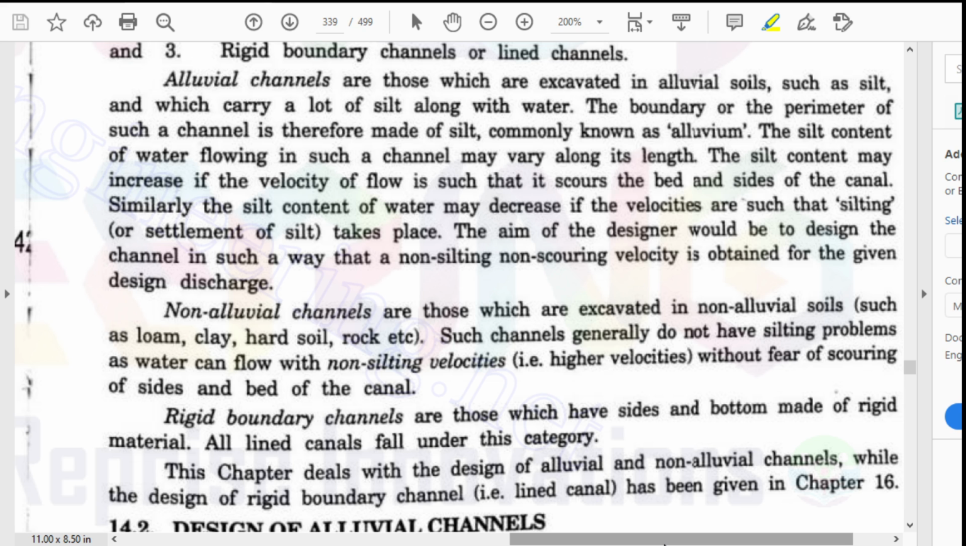Now the non-alluvial soil includes loam, clay, hard soil and rock, so obviously the silt content will be a little less compared to alluvial channels. So the problem of silting will not come, that means the settlement of silt will not take place in a large quantity, okay, as this water is flowing with a non-silting velocity, that means a higher velocity. Now if this water is flowing with a higher velocity, then as this is a non-alluvial channel, the designer should not have any fear of scouring of the sides or bed of the channel, okay.